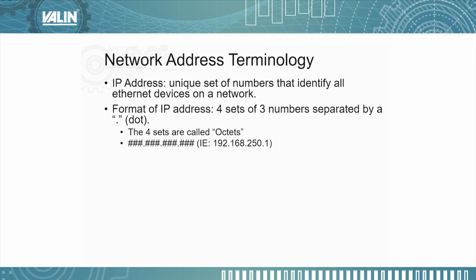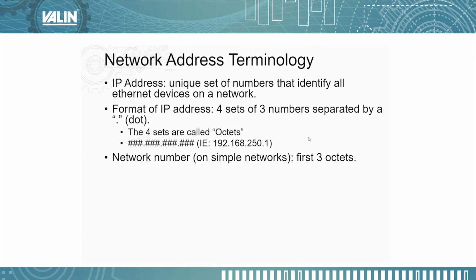It's 4 sets of 3 numbers separated by a dot. Each of those sets of numbers, the 3 digits there, are called octets. So 192 is an octet, 168 is an octet, 250 is an octet, and 1 is an octet. So the IP address is made up of 4 octets.